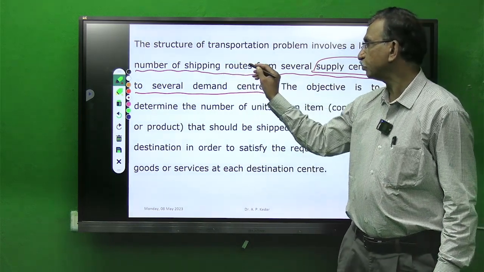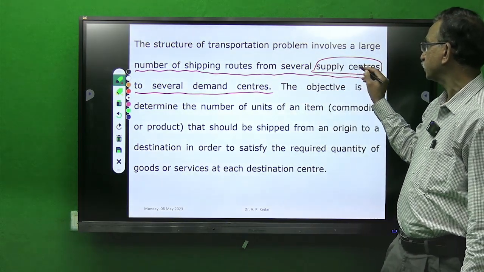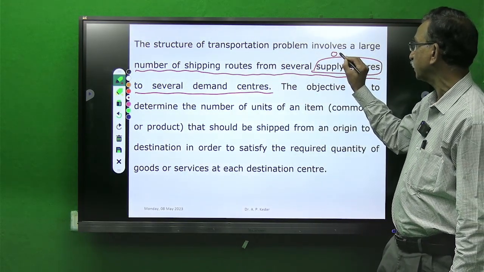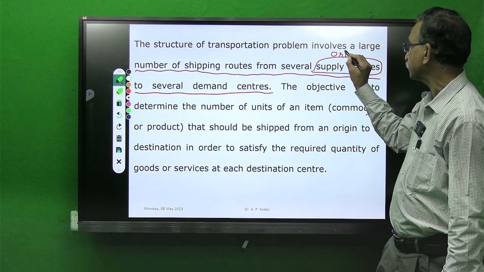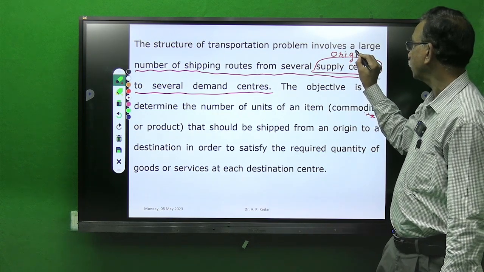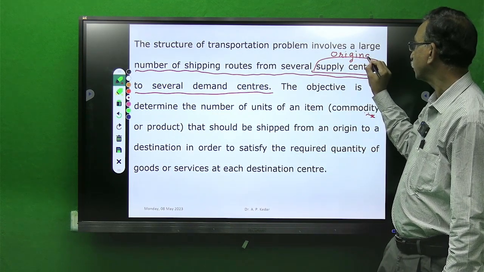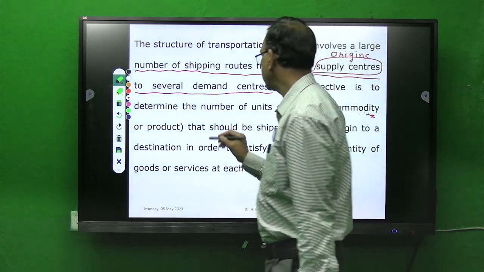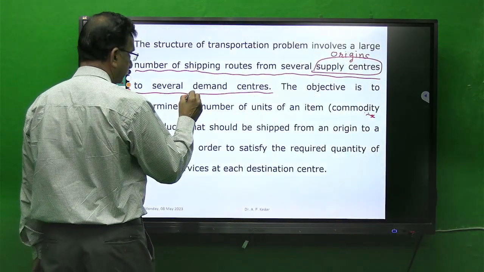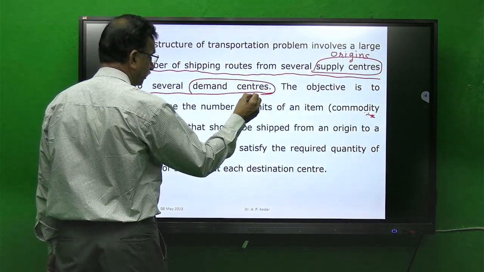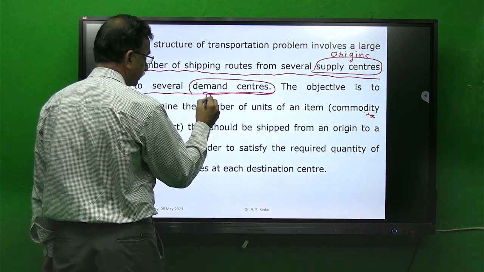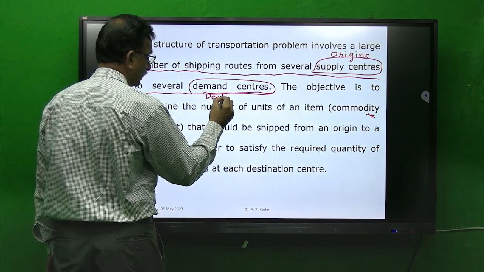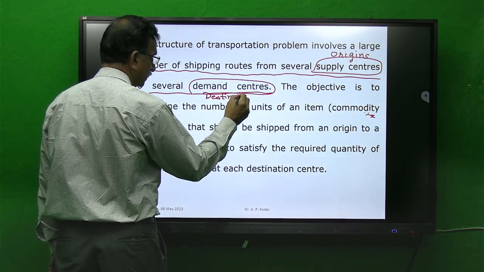So shipping routes are available from several supply centers. Again here I will write that supply centers are nothing but origins, and demand centers are nothing but where it will be needed. So in the language of engineering these are called destinations.